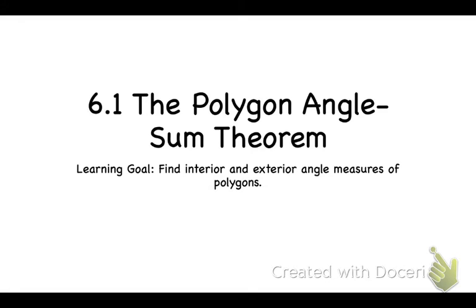Okay, 6.1, the polygon angle sum theorem. Polygon, not polynomial. I'm doing polynomials all day. Okay, a polygon is a shape. It is a closed shape that has sides. See this? That is a convex polygon.